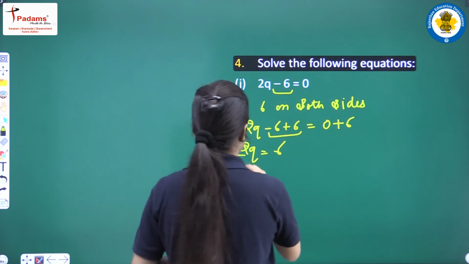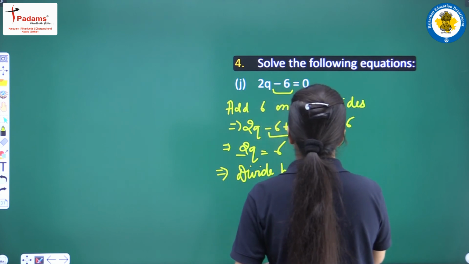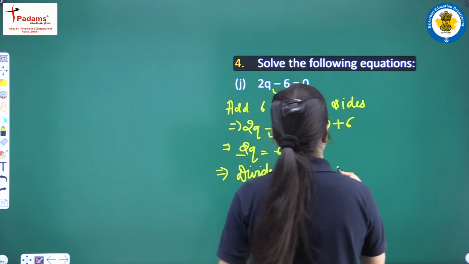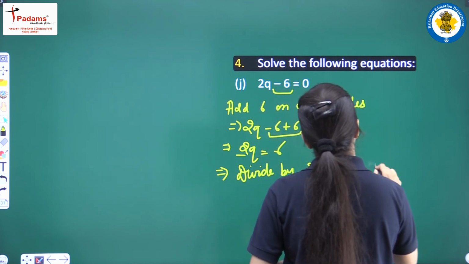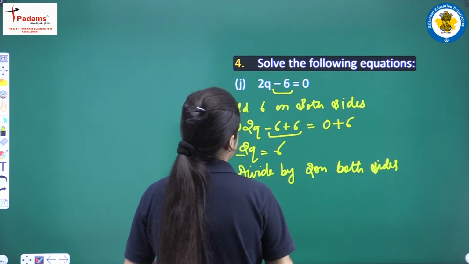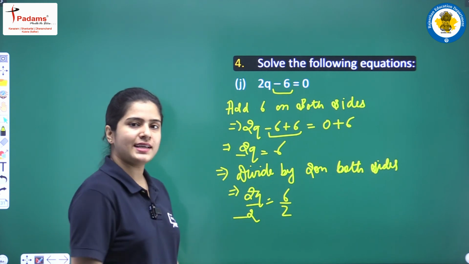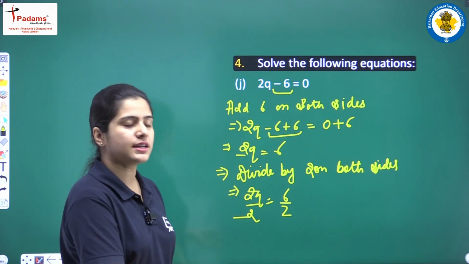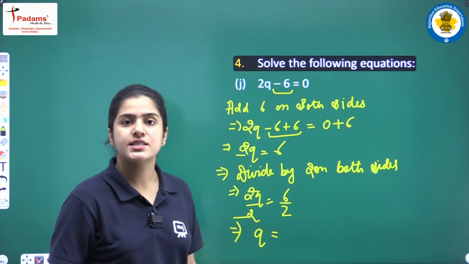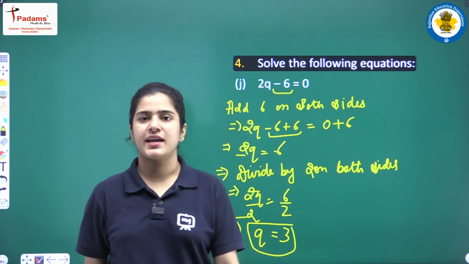So dividing by 2 on both sides. So 2q upon 2 is equal to 6 upon 2, right students? This 2 and 2 will be cancelled out, as it is in the numerator and the denominator, right? And this q = 6 upon 2, students. 6 upon 2 is equal to 3. So q = 3, okay students?